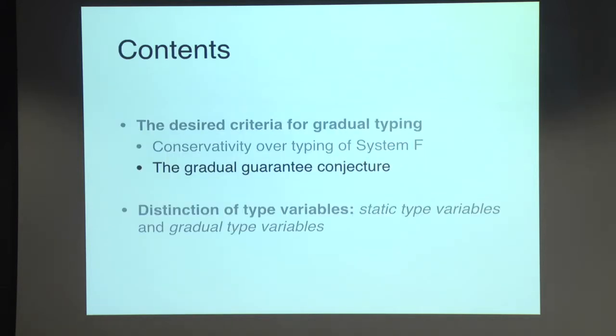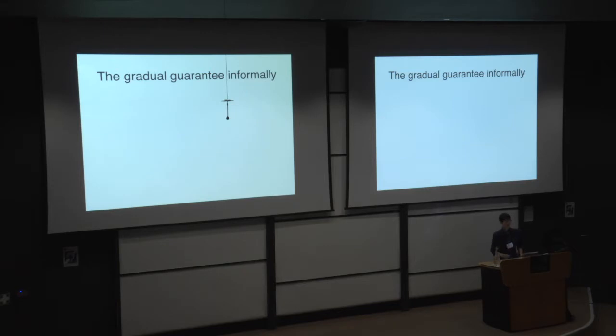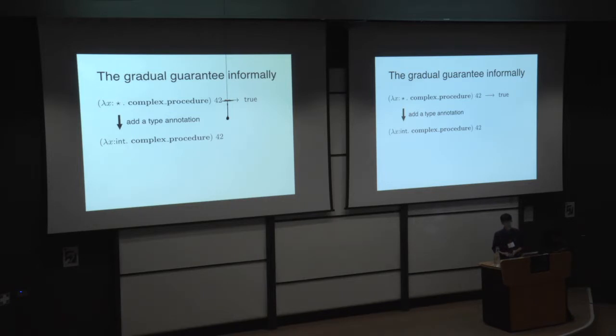Okay, the second criterion is the gradual guarantee. Let's begin with what the gradual guarantee is. First, I'll give you an informal explanation. Please consider the situation where you are using a gradually typed language and you prototype code omitting the type annotation. And you have found that the function works for integer arguments. So you added the type annotation int for more stable development.